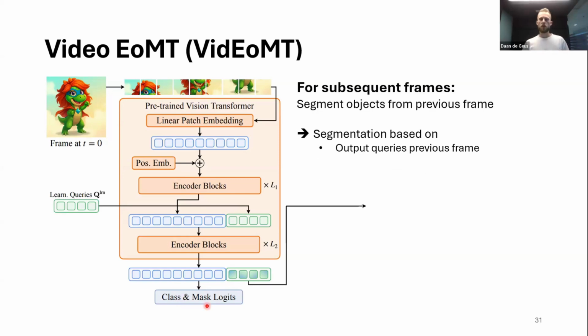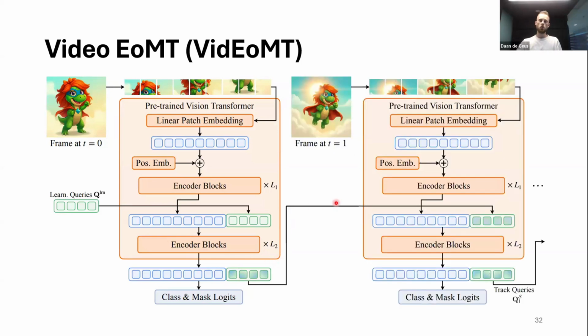Now, for time step t equals 1, which is the time step that follows afterwards, things become a bit more interesting, because we no longer need to identify any new objects, but we need to segment objects that were already present in the previous frame. So what we do is we take the output queries that EoMT produces for the first time step, and these queries, if you remember, each represent one object. For instance, this represents car 1, this one represents car 2, etc. And we take these and we instead feed these queries into EoMT for the next step. So we basically tell it, okay, this is information about a particular object. Find it for me in this new frame.